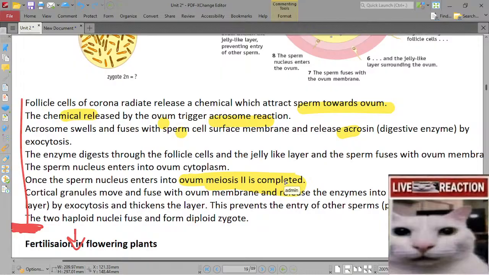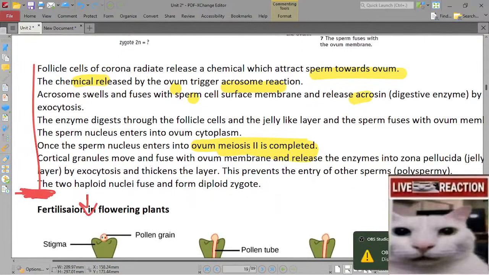Okay, ensure that meiosis II is done by that time. Cortical granules move and fuse with the ovum membrane. Meiosis II has to be done because one sperm cell is one haploid of the four haploids made from the germ cells. Two haploid nuclei fuse and form a zygote.